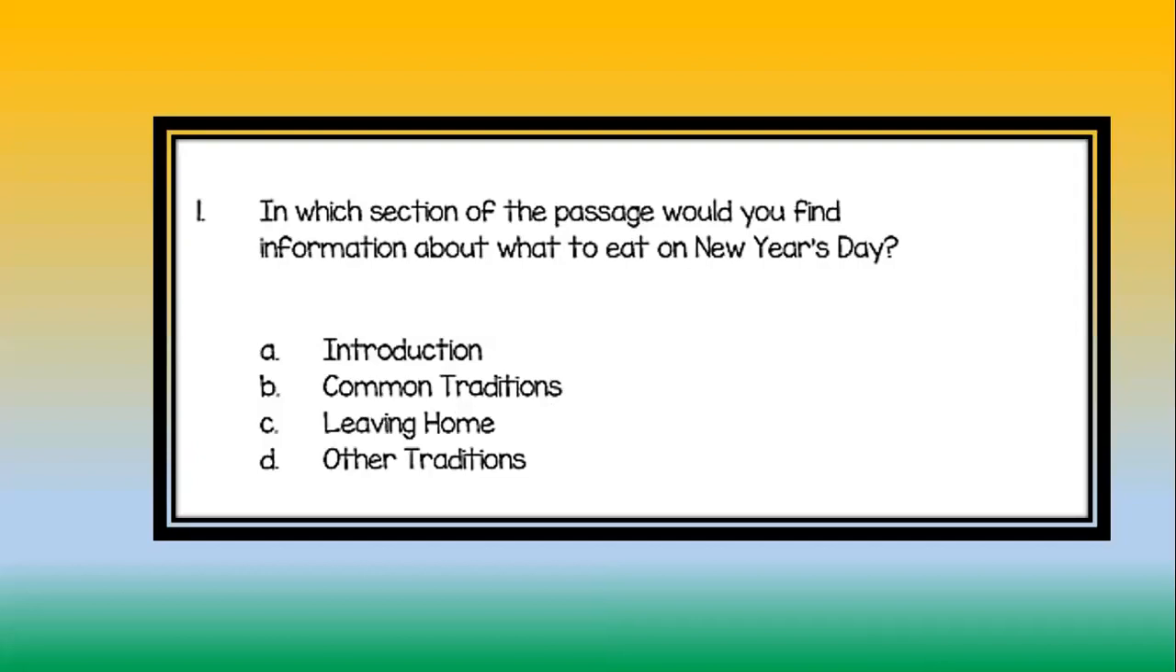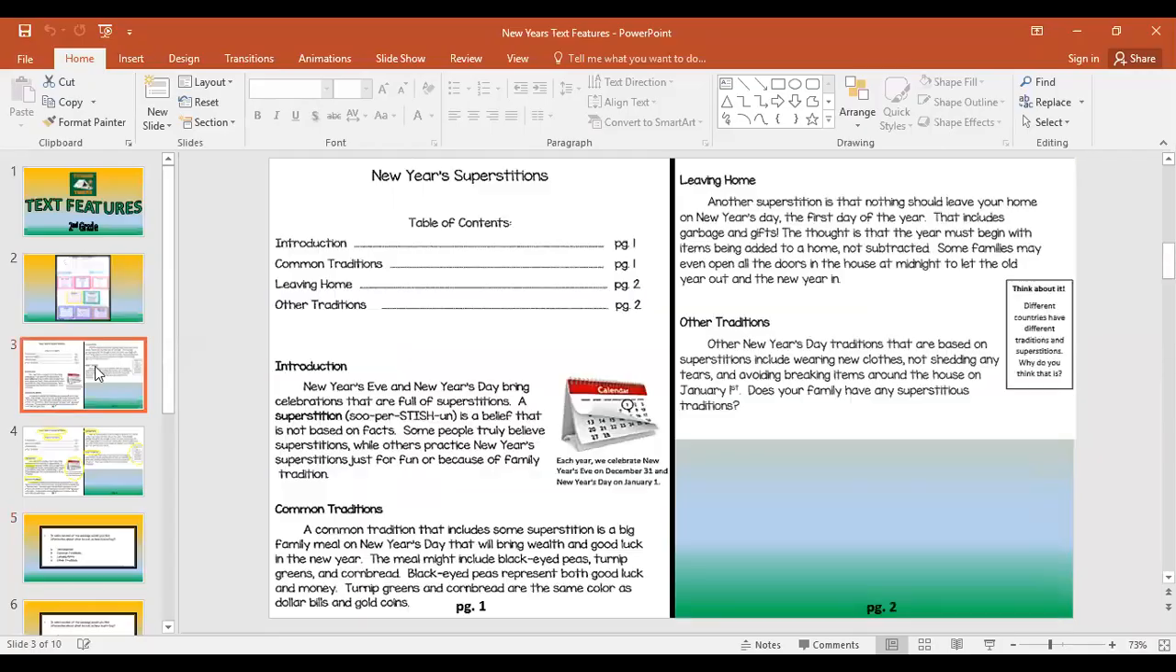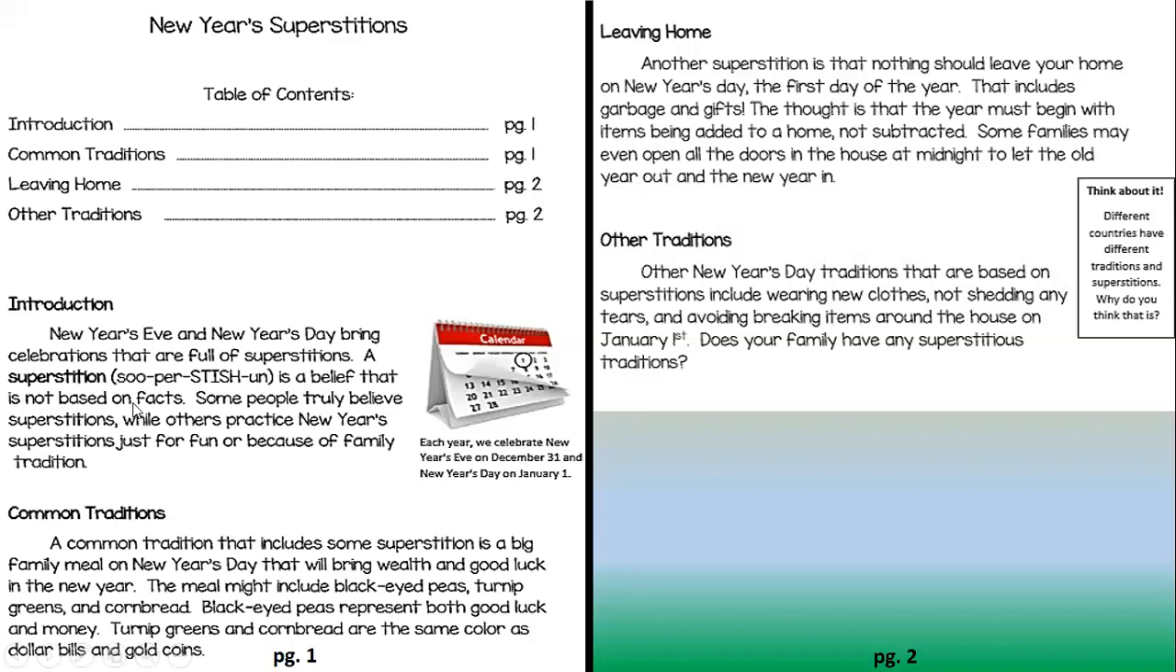Question number 1. In which section of the passage would you find information to eat on New Year's Day? We have the introduction, common traditions, leaving home, or other traditions. So these are headings, the subheadings that we had. So let's go back and see if we are finding information about food, on what to eat. Do we find that information in the introduction, common traditions, leaving home, or other traditions?